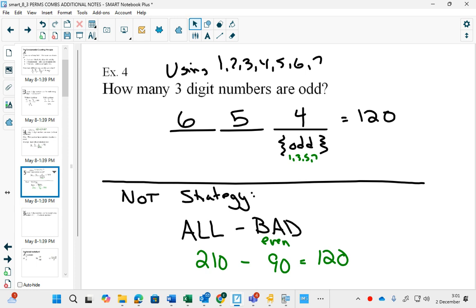Right? We've learned the spaces. But it's not a strategy. It is a strategy. We've learned dealing with the restriction. We just learned the NOT strategy. And we also have the identical objects, which we'll review in this note package as well.